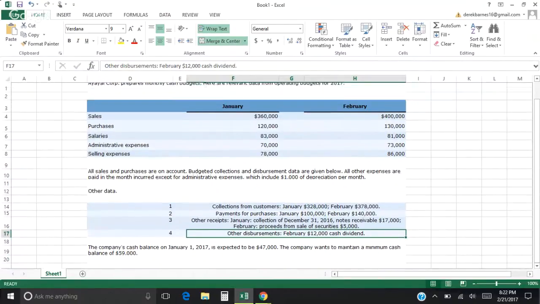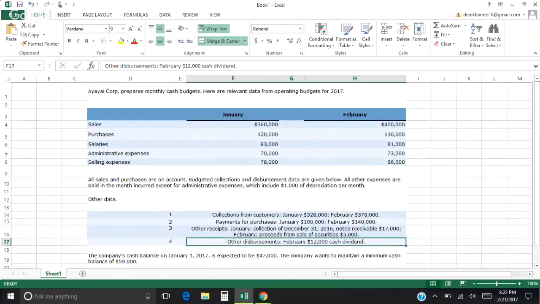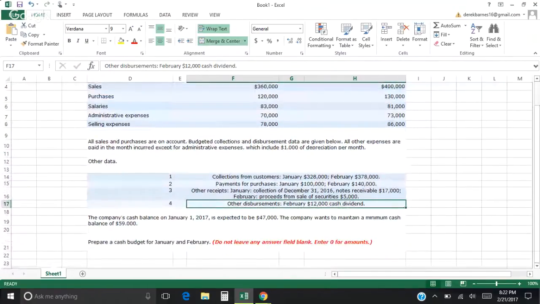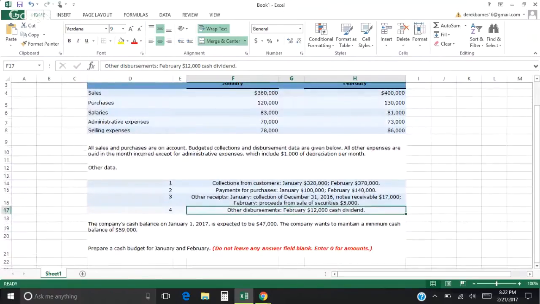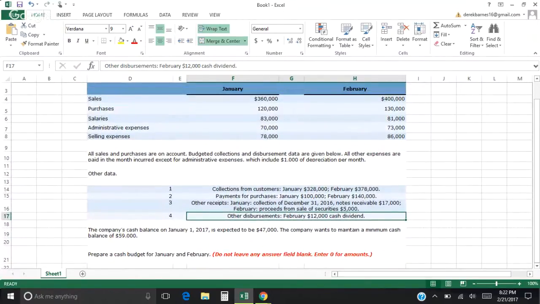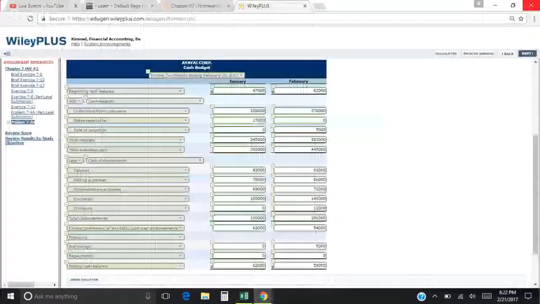So this problem is asking us to prepare a cash budget for January and February, and all this information is really important when doing a cash budget, because the only thing you're really looking to put into a cash budget is what's going to affect your cash account, kind of what your cash flows, kind of similar to cash flow type stuff. So to start us off, you've got the format here on Wiley.